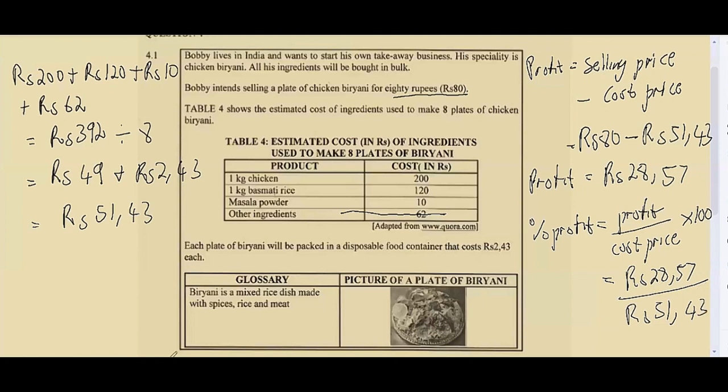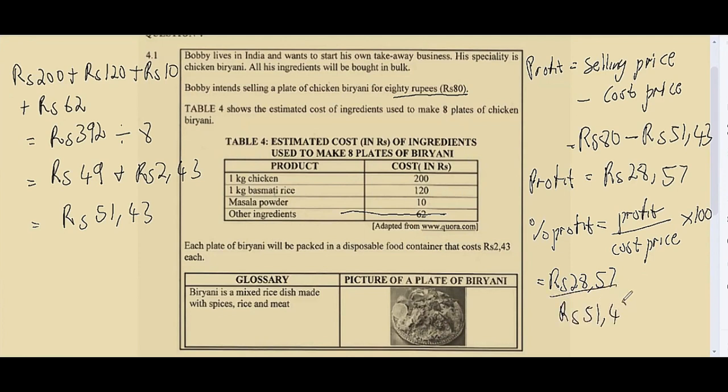Right, so let me write it properly there. So we have the profit being 28.57 rupees over the cost price of 51.43 rupees, then multiply that by 100. We find that the percentage profit is 55.55%, which is more than 50%. It is more than 50%.